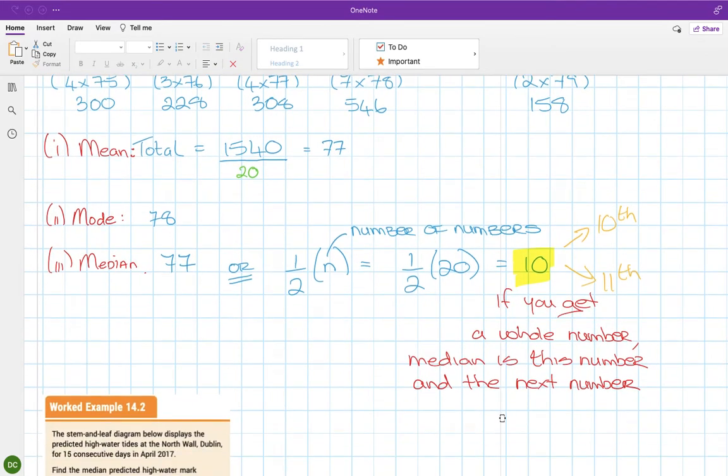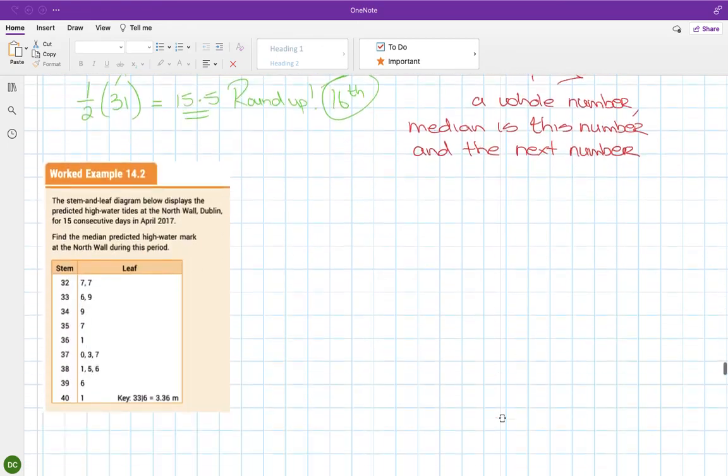Just as a point to note, if it's not even, so if, for example, there was 31 pieces of data, so if we do half of 31, that would be 15.5. If the number of pieces of data is odd, when you half it, you're going to get a decimal. If that happens, you round up. So we would find the median on the 16th number. That's what you do if it's odd. Is that okay? So that's how you do the mean, the mode, and the median.